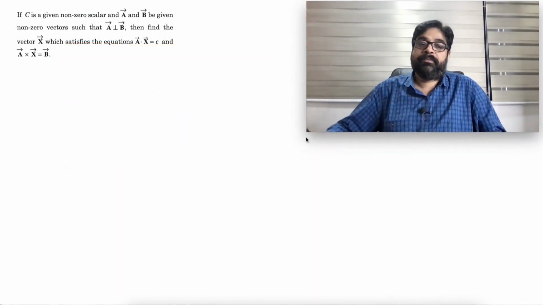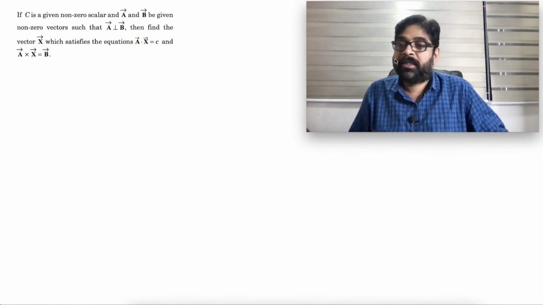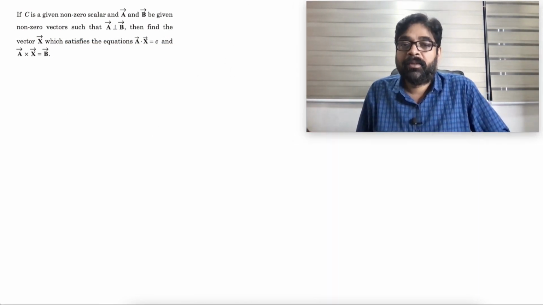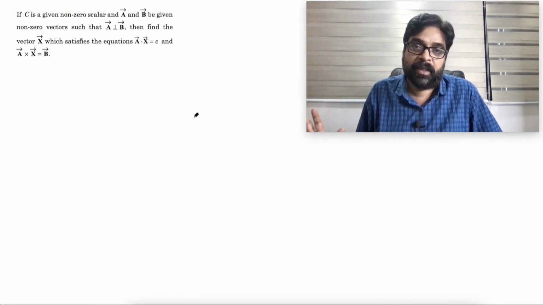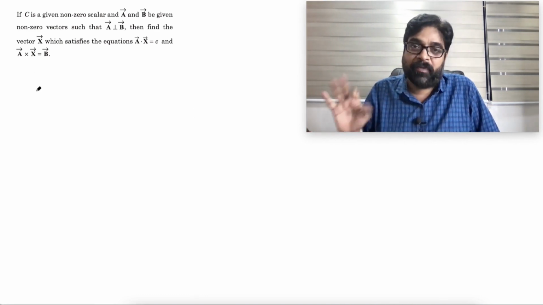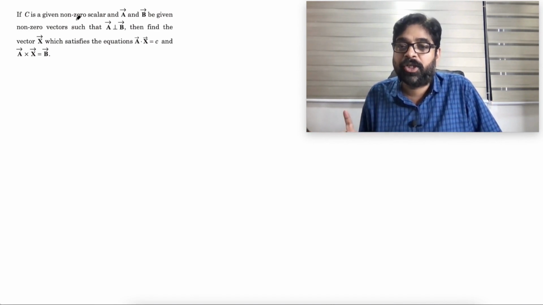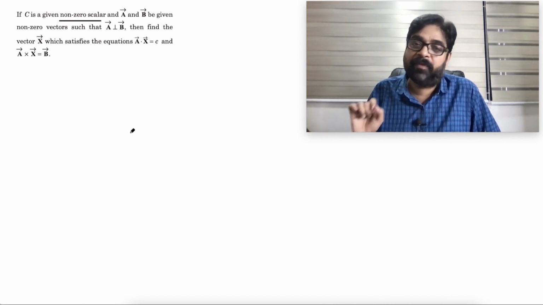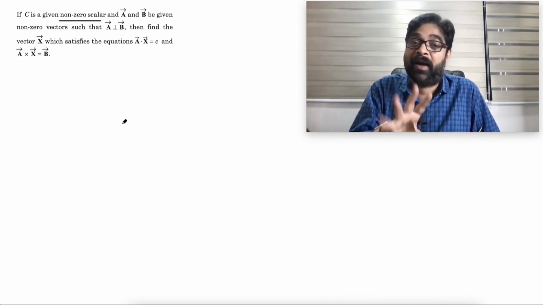This question, again, is a simple question. This is called equation solving based on vectors. I have to find x vector. C is a given non-zero scalar. The information is very important. C is a non-zero scalar means I can divide here and there.